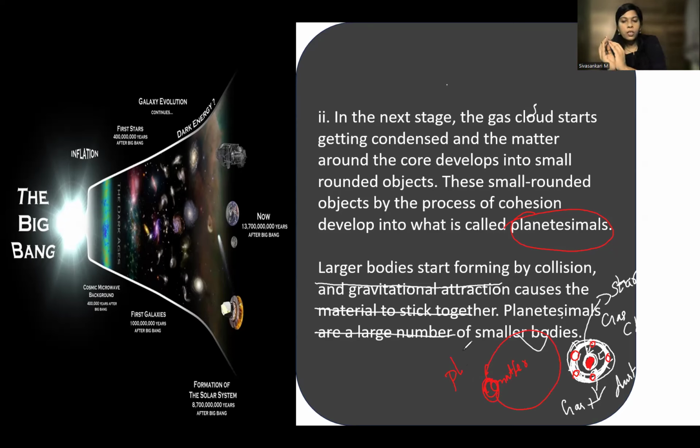They end up into a smaller number of larger bodies. We can say that as a planet. This is how it got formed.